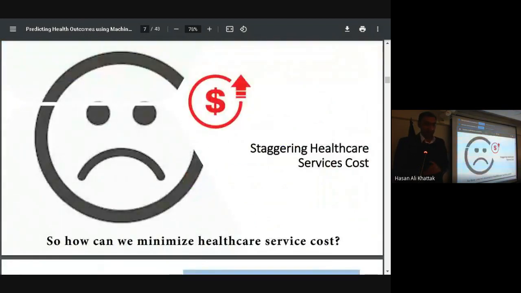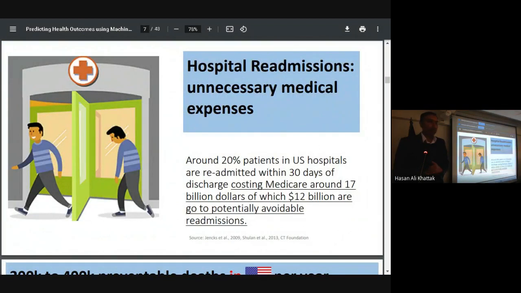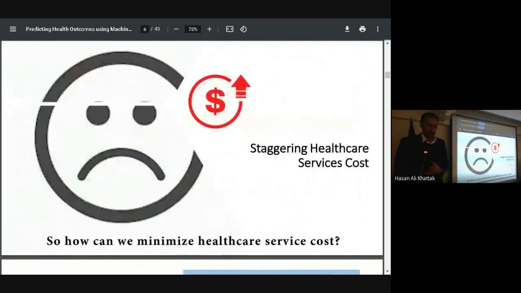So with that question in mind, how we can minimize healthcare services costs, we started looking at the areas or the problems where we can see we are spending most of this 17% of the GDP that we are using.